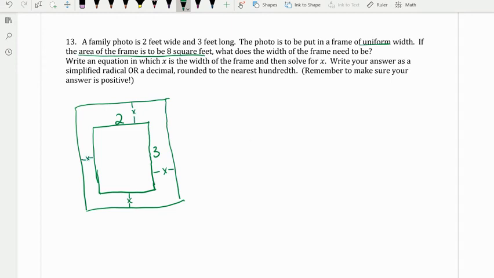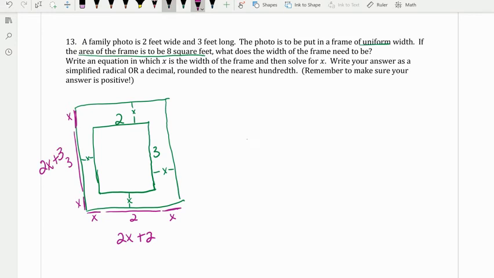So then that means the dimensions of this would be 2 plus 2x, because let me write it this way. If I look at this whole length, this part is x, this part is x, and this part is 2. So if I add those all together, then that means that this is 2x plus 2. On this side, we've got x here, we've got x here, and then this whole piece is 3. So on this side, we've got 2x plus 3 as our dimension.